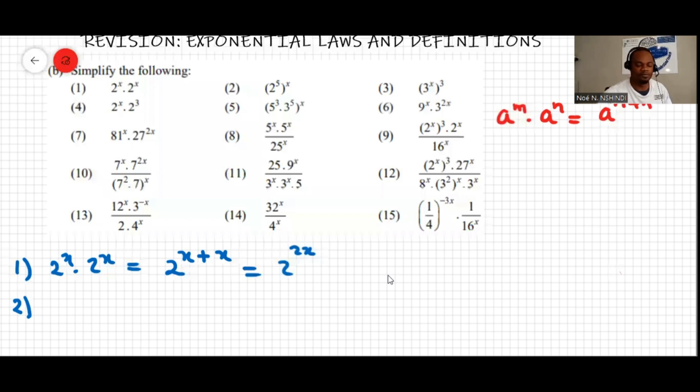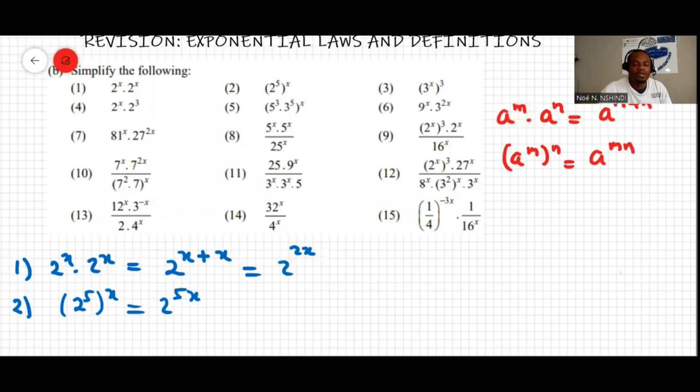And then question 2, we do have, remember the law that says (a^m)^n is equal to a to the m times n. So we had there 2 to the 5, all to the x. This is equal to 2 to the 5x. So I'll leave 3, 4, 5 for you to practice. Let's just do 6 now.